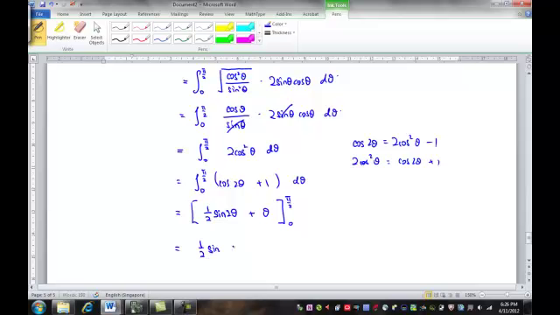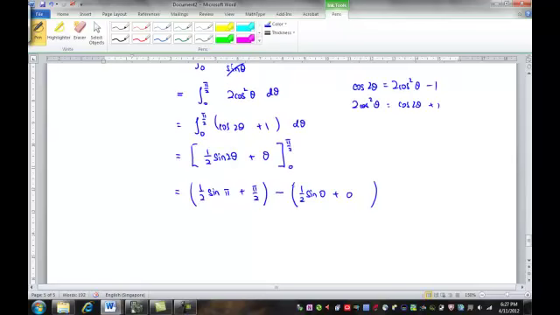Top limit first. Pi over 2, substitute into here, you get half sine pi plus pi over 2, substituting the top limit. This is the value you obtain by substituting the top limit into the variable theta. Now you need to minus, put a big bracket. Now you substitute the lower limit, which is 0, into theta. So you get half sine 0 plus 0. Alright, so the answer is very nice. Sine pi is 0, pi over 2 you're left with here. Sine 0 is 0, 0 plus 0 is 0. So the final answer, pi over 2.